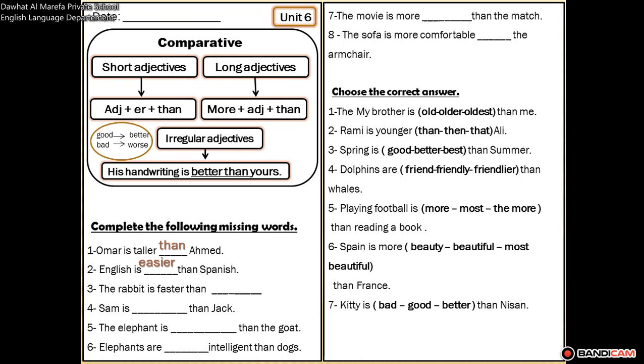And you have here the rabbit, number 3. The rabbit is faster than. Faster than what? It's faster than turtles, as you usually see in your stories.